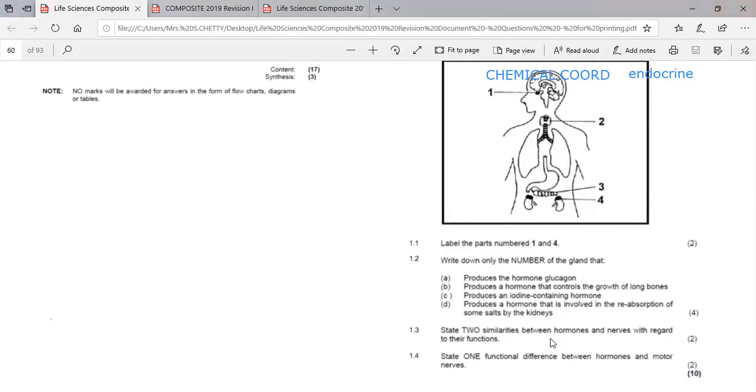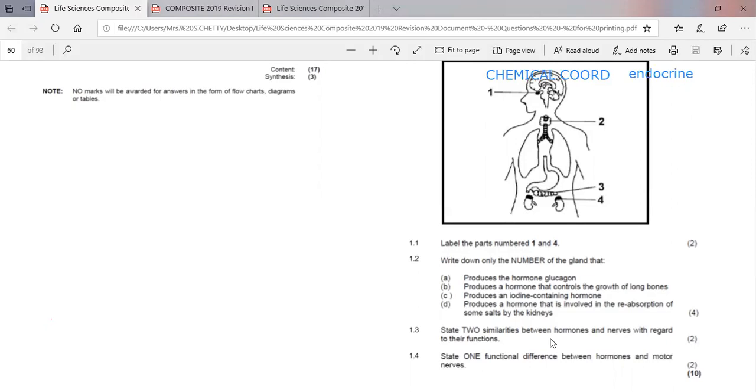Similarities is that both of them sense changes in the environment, whether it's the external or internal environment. And both of them provide a reaction to these stimuli that you have received. Remember, a change in the environment is known as a stimulus.